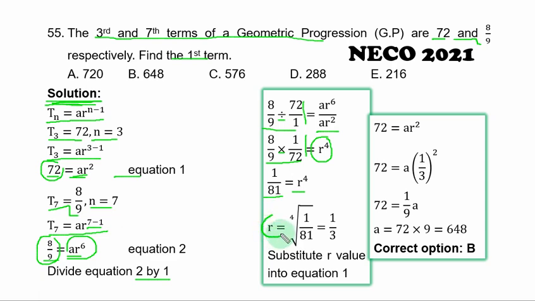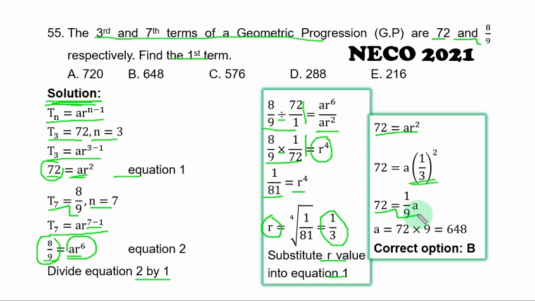To get r, you need to take the fourth root of both sides. When you do that, r is equal to 1/3. To get the first term, you need to substitute the r value into equation 1. This is equation 1. You replace r with 1/3, and the power of 2 will also affect it. When you simplify this term, you have 72 equal to 1/9 times a.